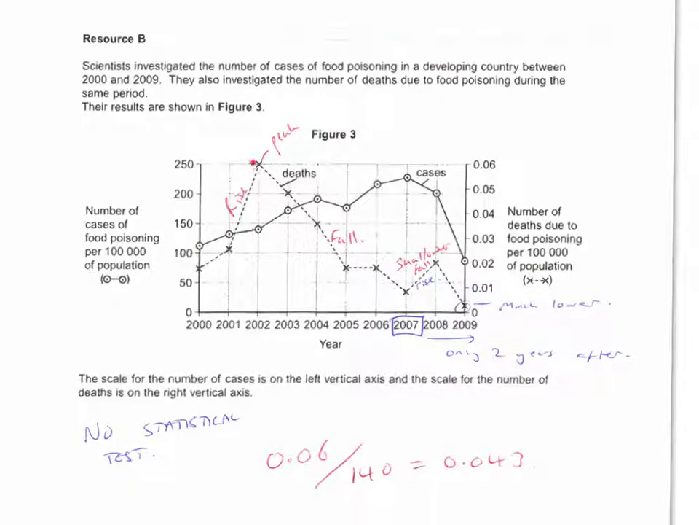We can see we've got a rise, a peak at 2002 in the number of deaths, a steep fall, and then from 2005 onwards it starts to almost level off. You've got a shallower fall than before.